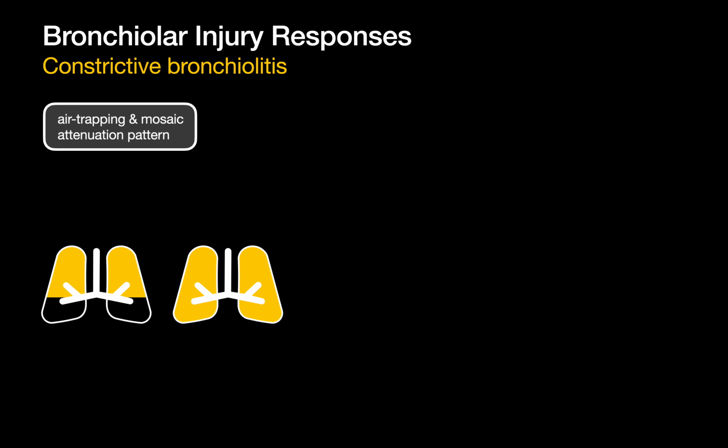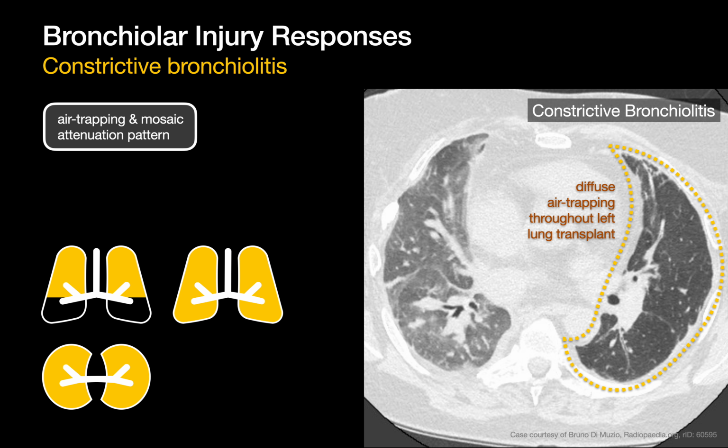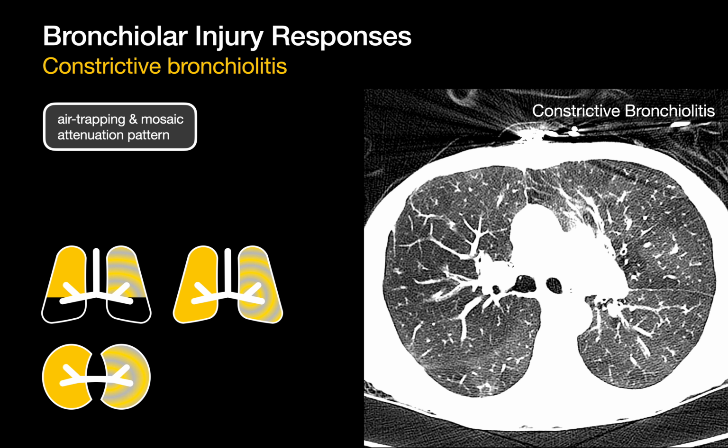With regards to the axial plane, air trapping and mosaic attenuation pattern in the setting of constrictive bronchiolitis tend to exhibit no zonal predilection. The distribution of air trapping or mosaic attenuation pattern in these zones may appear either uniform or non-uniform.